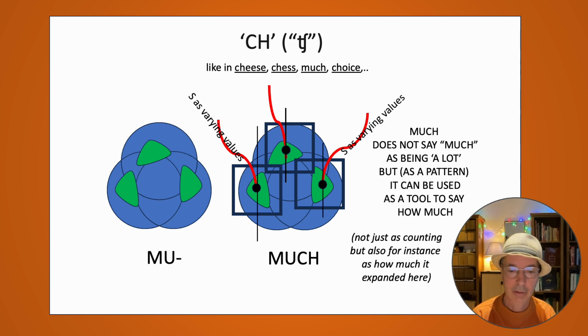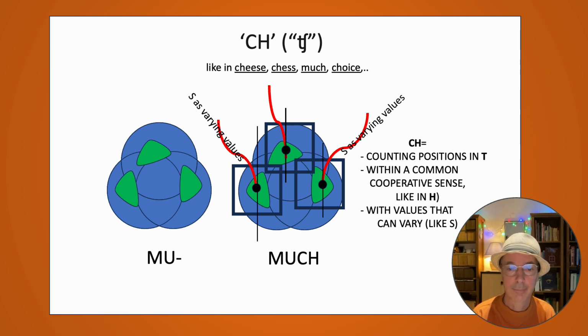So you have a selection with a placement, T, and you have these in a frame, or H, with variations, or S. That's the kind of combination you have each time. So I have it described. It's the counting positions in T with a common cooperative sense in H with values that can vary, that you can have and can show, that can be shown in the S. S always comes from outside, going inside, and showing the variations that are possible at that point.